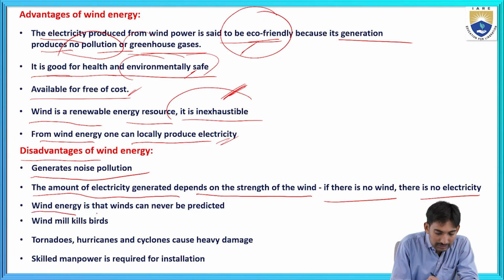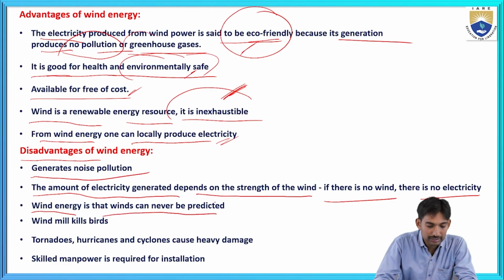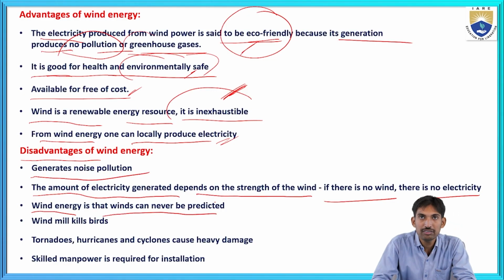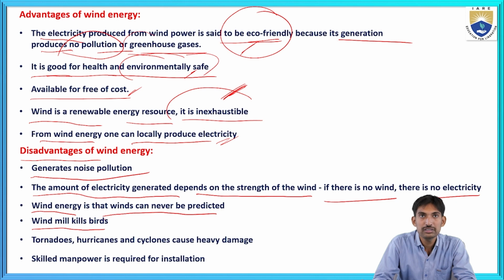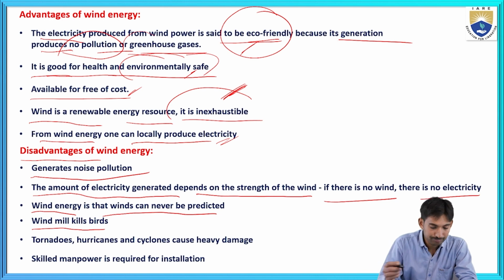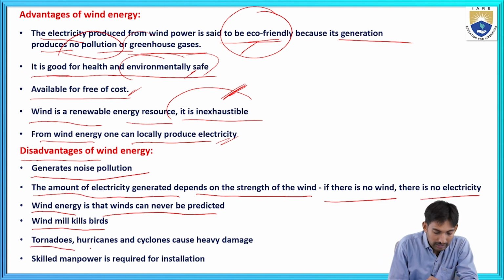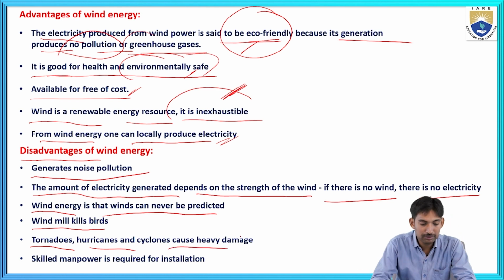Winds can never be predicted. Windmills kill birds, sometimes, while rotating. Tornadoes, hurricanes and cyclones cause heavy damage to these types of windmills.